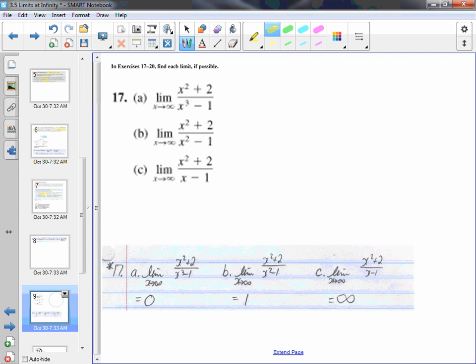All right. Let's do number 17 on page 205.